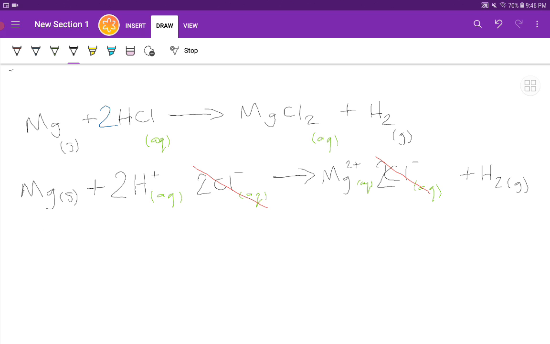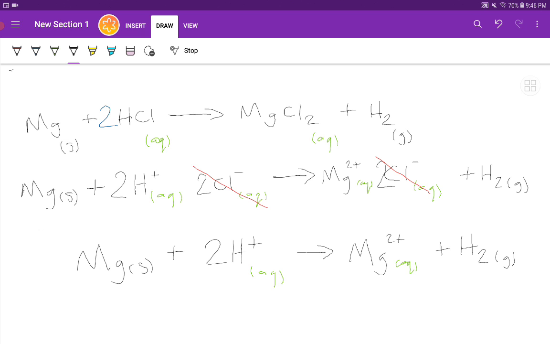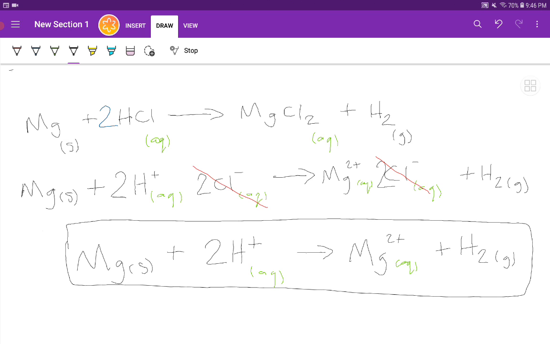After that, we're going to write back all the species, all the substances that we have left. So we have our solid magnesium plus 2 H plus ions, giving us Mg2 plus ions in the aqueous state, plus H2 gas. So this is our net ionic equation, based on the molecular equation that we were provided with.